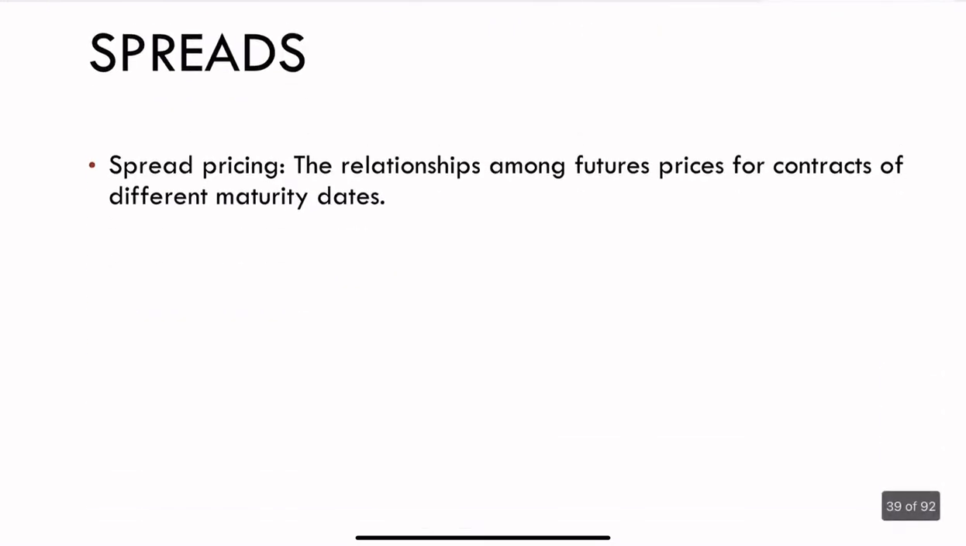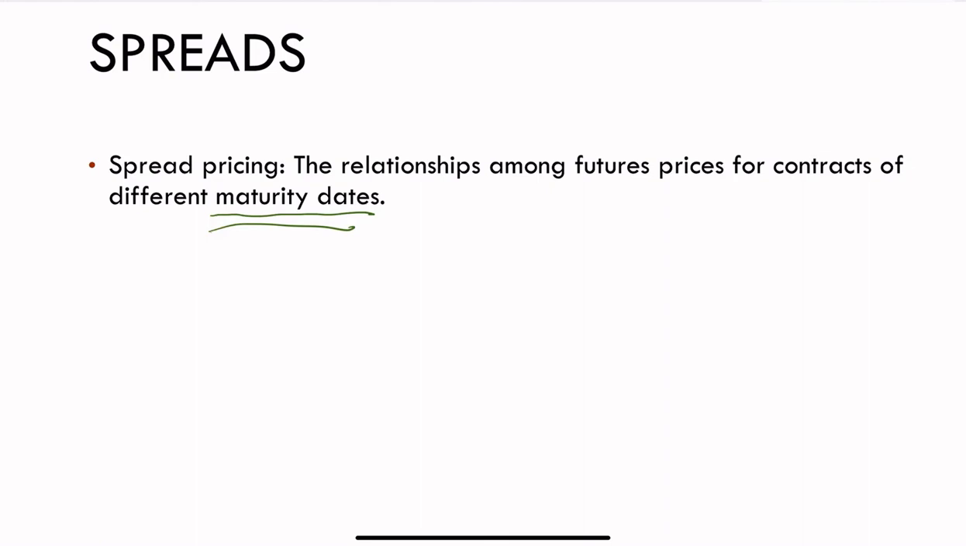Okay, now let's talk about spread pricing. This basically talks about the relationship among futures prices for futures contracts of different maturity dates. I have to mention that sometimes we use maturity dates, but the more accurate term should be delivery dates. But sometimes we just borrow terminologies from the bond world, so we use maturity date here.